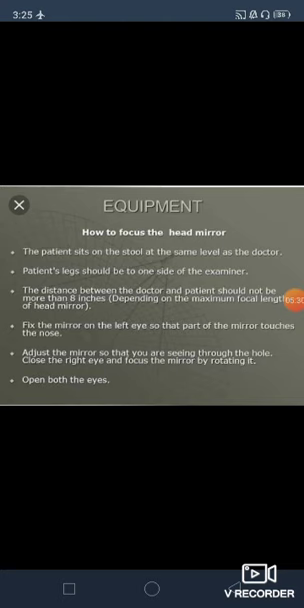but usually we should fix the mirror on the left eye and the part of the mirror has to touch the nose. Then next, we should adjust the mirror so that you are seeing through the hole. So we will put the concave mirror on the left eye, and through that hole we should see the illuminated part of the patient. And then we should close the right eye and focus the mirror by rotating it. That's how we will focus the head mirror. Then we should open both the eyes.